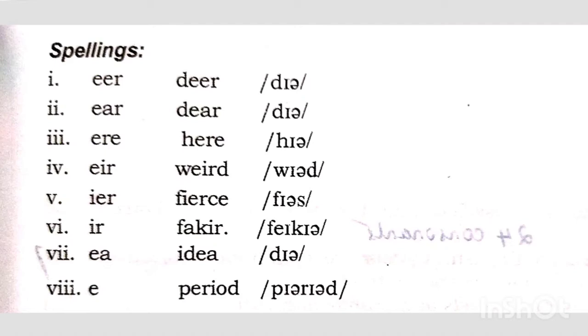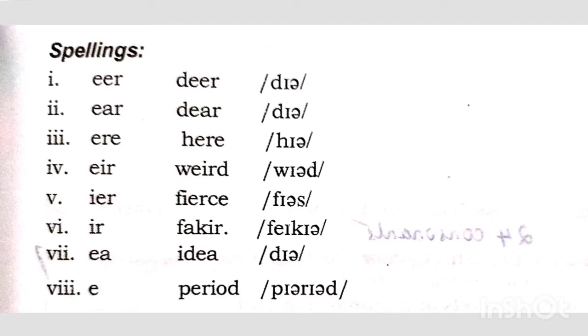Fierce. I, E and R stand for the glide ear. In the next word, transcribed here, fakir, fakir. Maybe that's the wrong pronunciation. It's fakir, that is the correct pronunciation. Here I and R are the letters which stand for the glide ear. So that is the correct pronunciation.